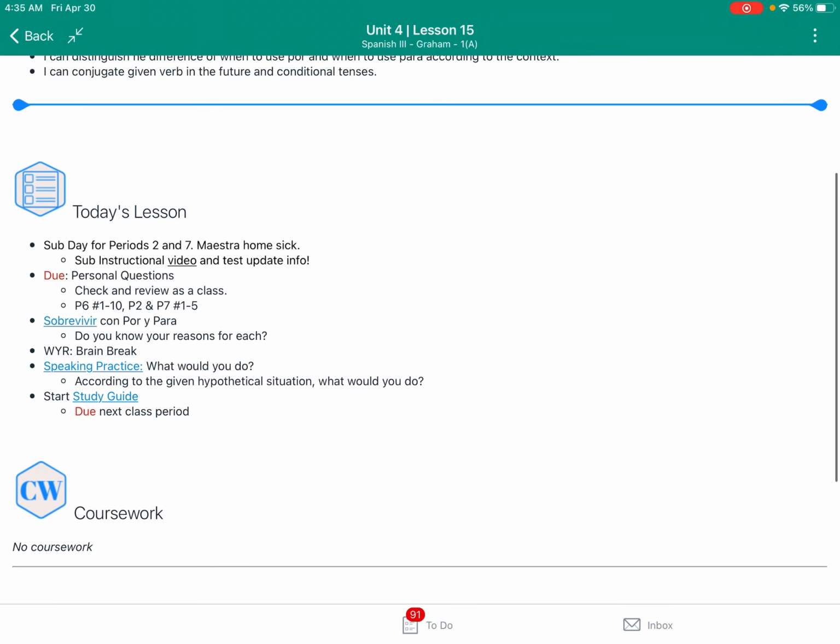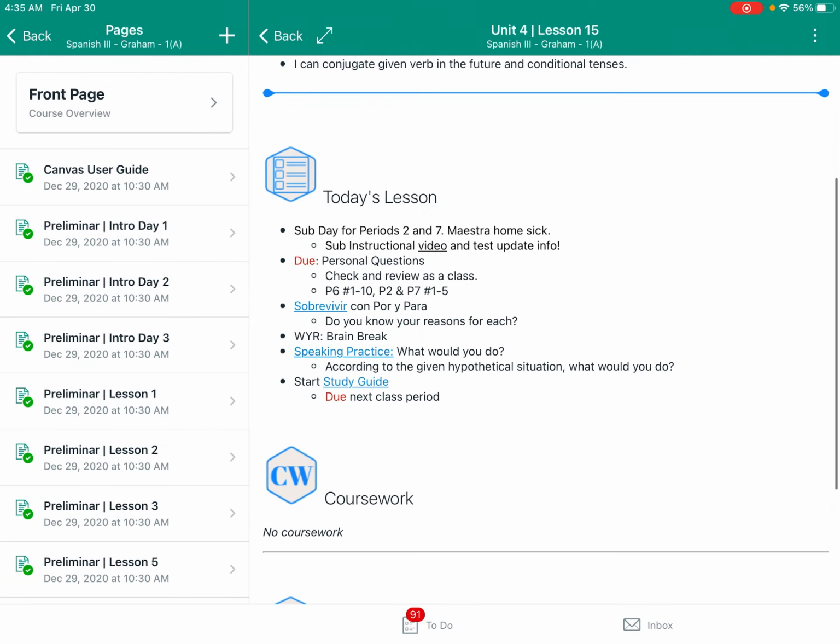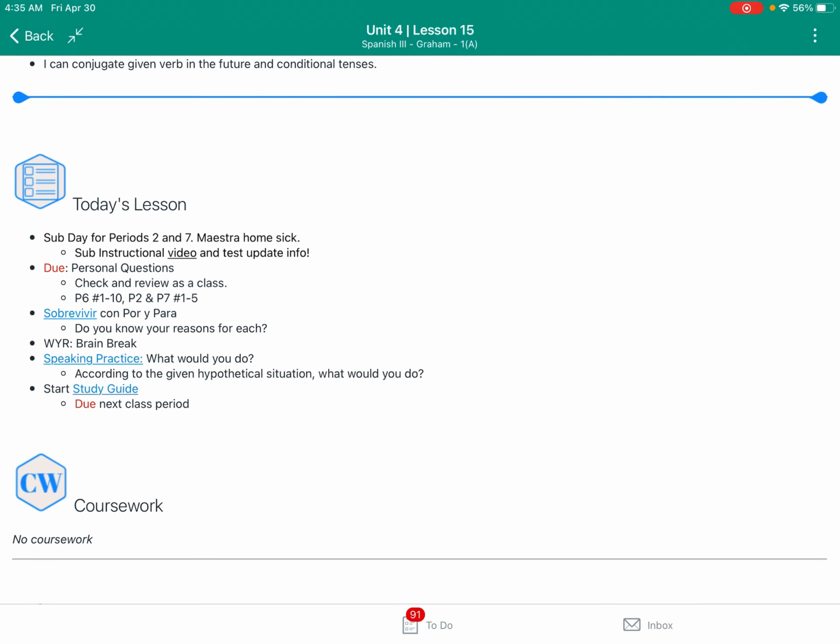And then our second thing that says sobrevivir con por y para. Actually, make this a little smaller. The one that says sobrevivir was a review game in class. So if you want to click on that, then actually you can put it on present on your screen and you can flip through and practice on your own the por and para reasons. That part is optional. You can do that on your own time, but it's a great resource.